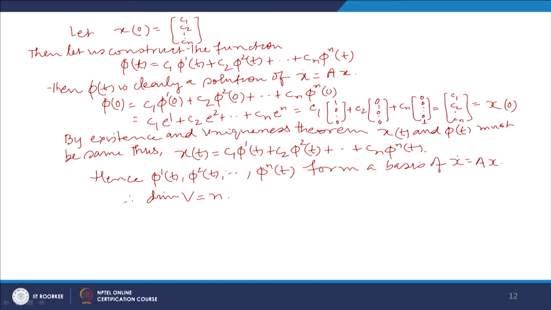So, this means that in order to write the general solution of the vector differential equation x dot equal to Ax, we need to find n linearly independent solutions of the vector differential equation x dot equal to Ax. Now, our next theorem will tell us how to check the linear independence of the n solutions of the differential equation x dot equal to Ax. So, let us go to that theorem.